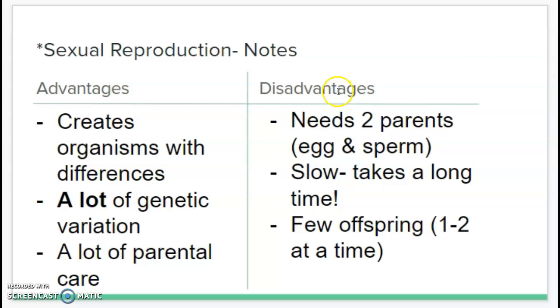Okay. The disadvantages is that you need two parents, you need an egg and a sperm. It's slow, like we said, humans take 9 months to reproduce. Other organisms can take years or several months as well, so it takes a long time. And we only produce a few offspring at a time, like 1 to 2. So humans usually only have 1 baby at a time. Sometimes they'll have twins or more than that, but that's pretty rare. So sexual reproduction, they produce few offspring.